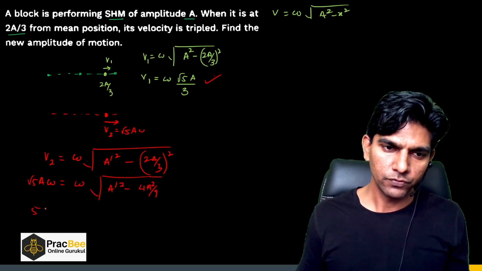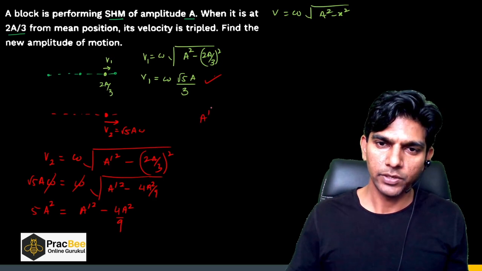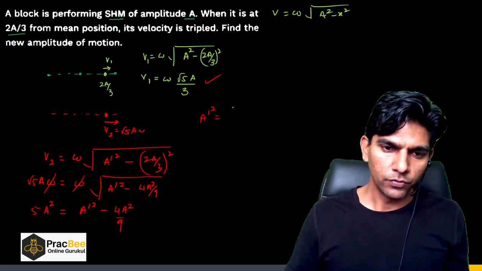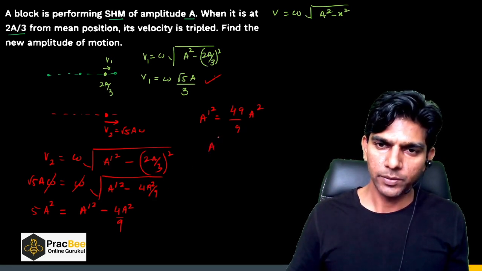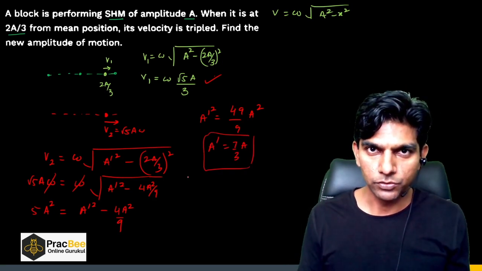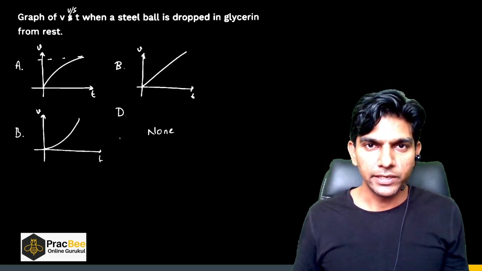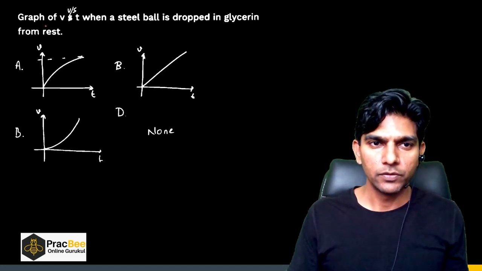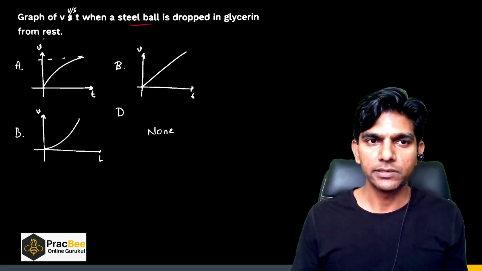If I square both sides, we have 5A square, and this omega will get cancelled out, equal to A prime square minus 4A square by 9. So from here A prime square will be 49 by 9 A square. So A prime comes out to be 7 by 3 A. So 7 by 3 A is the answer of this question. Again, I would say this is a standard problem. Now the next question is from fluids and it is on terminal velocity. Graphs are given for speed versus time when a steel ball is dropped in glycerin from rest.